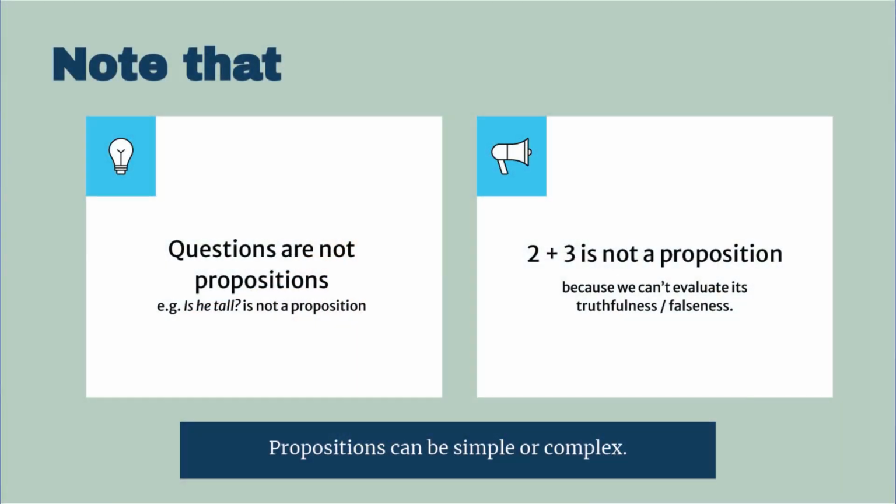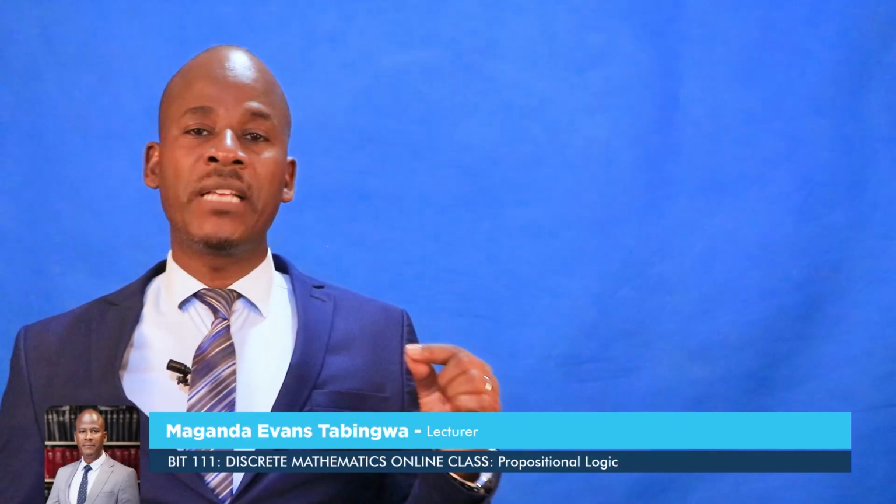Now, a proposition can't be a question. The reason is that it is a declarative statement. When you ask a question, you don't have a position on whether that statement is true or false. Then 2 plus 3 is also not a proposition, because we can't evaluate its truthfulness or falsehood. We can't evaluate its oneness or zeroness. So it's very important to know that a proposition is something that is declared, and there must be a way you can assert or find out whether it is a true or false statement.